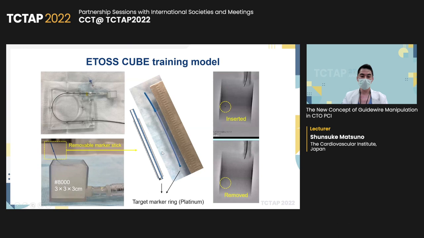This slide shows pictures of the training model. Here are the starting point and a removable target marker.